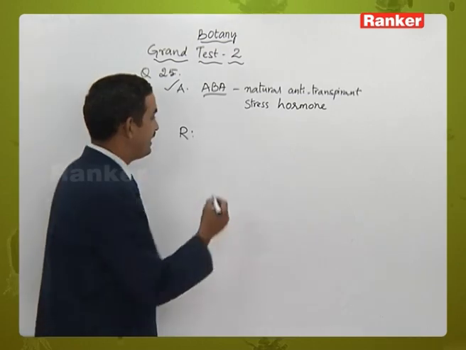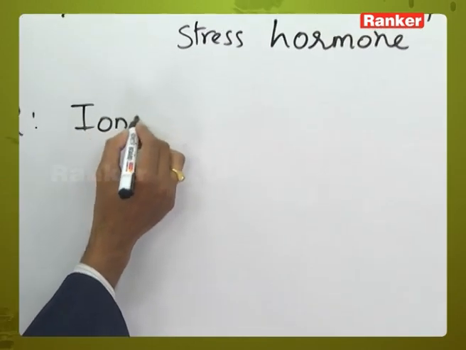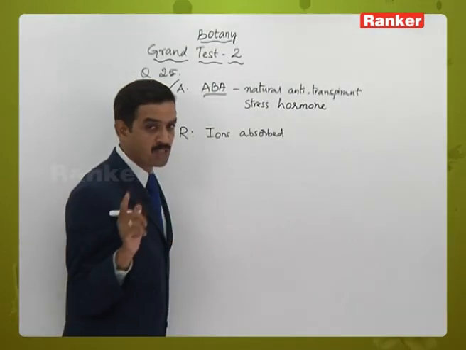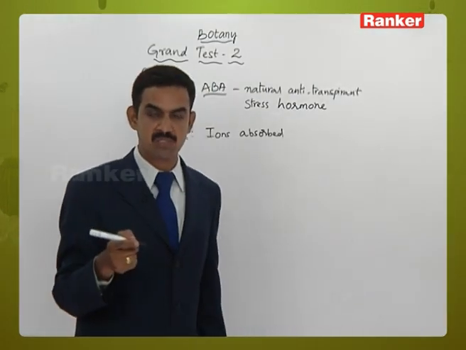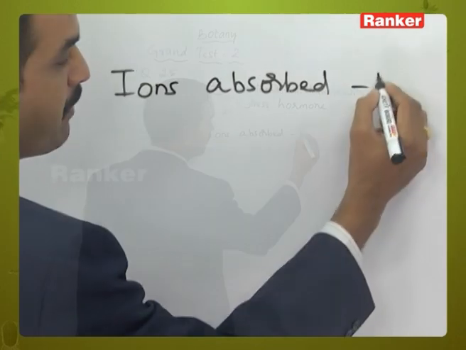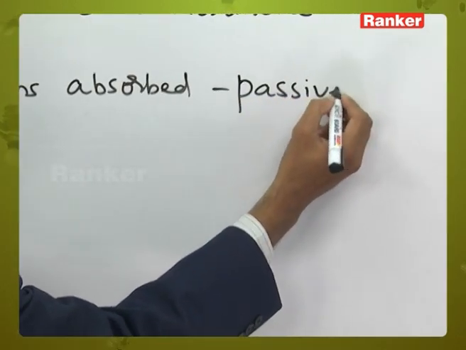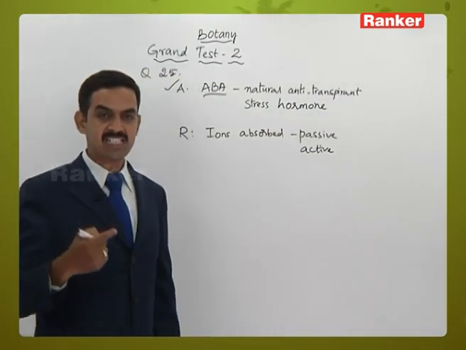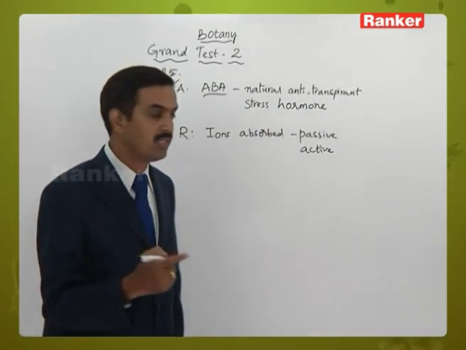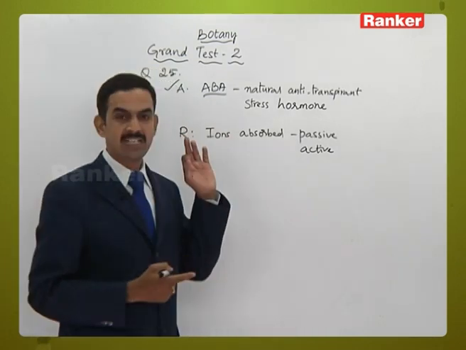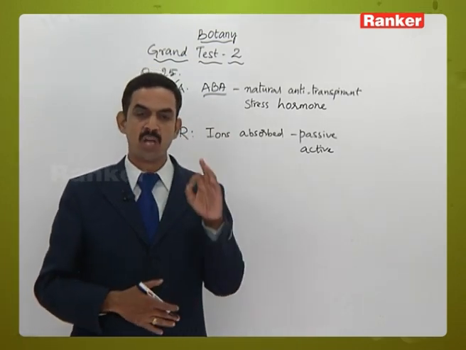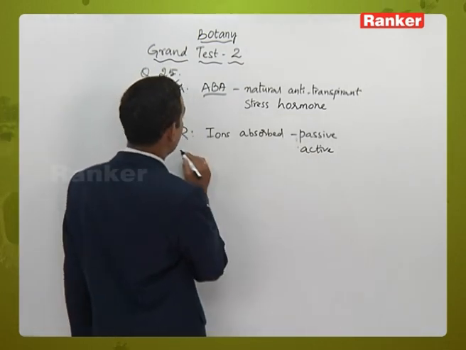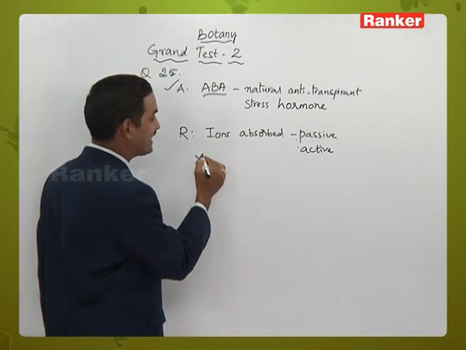Here it is related to the absorption of ions. Ions are absorbed by the plants not only by active process but also by passive process. So ion absorption is by both passive and active processes in plants. But in the reason it is given as only active transport, so this one is incorrect. Ions are absorbed from the soil only by active transport is incorrect because it is by both. So the reason statement that is given is incorrect.